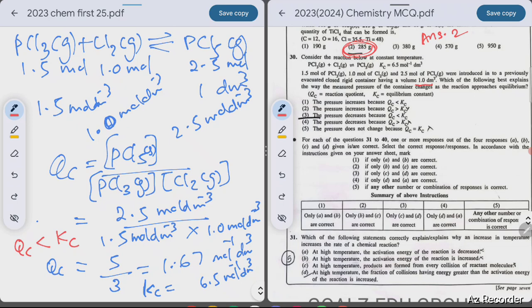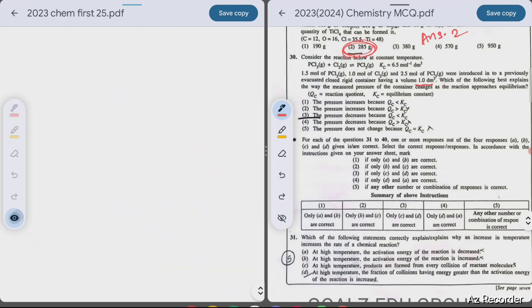Which means, in which direction should the reaction take place in order to approach equilibrium? The reaction should take place in the forward direction to reach Kc. Why? Because Qc is less than Kc. So, in order to increase Qc up to the Kc value, we have to increase the amount of products. Right? So the reaction should occur to the product side.